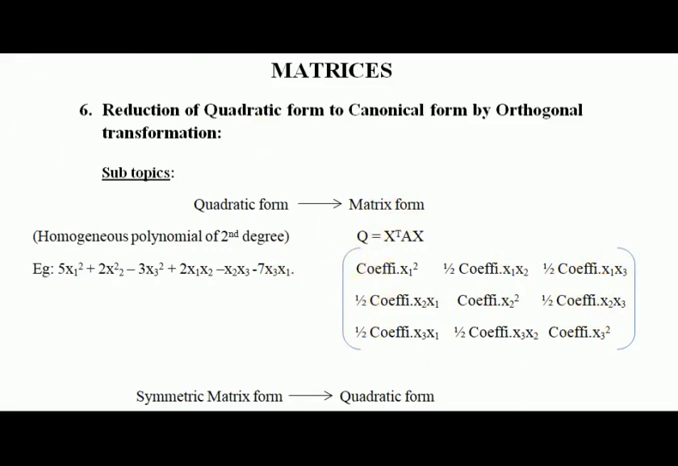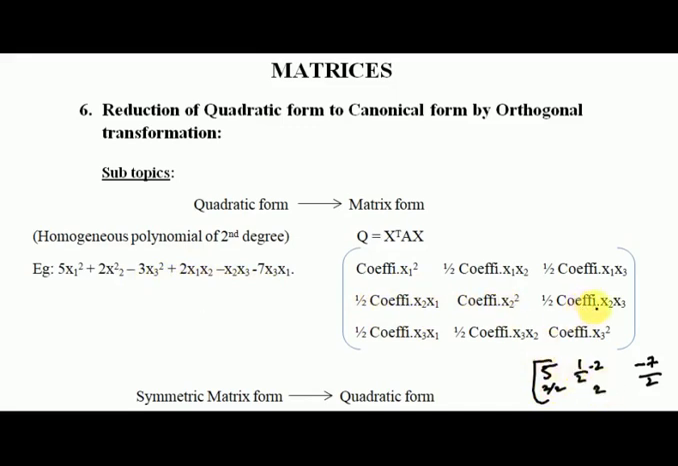For example, let's take the same example 5x1 square, and how to convert that into matrix form. It is the coefficient of x1 square, that is nothing but 5, and half of the coefficient of x1 x2, that is half into 2, and half of the coefficient of x1 x3, that is minus 7 by 2, and half of the coefficient of x2 x1, that is 2 by 2. Coefficient of x2 square is 2.